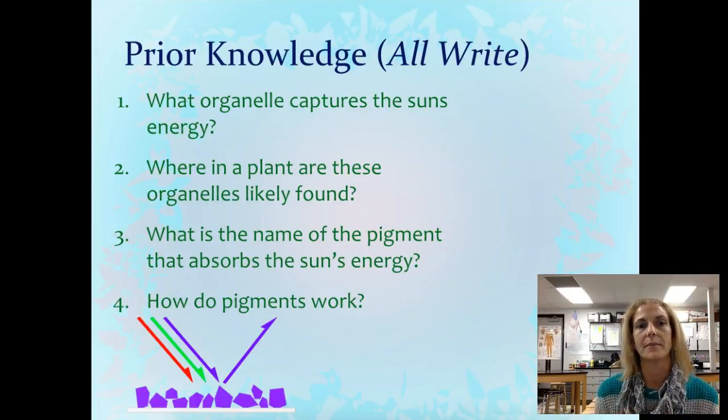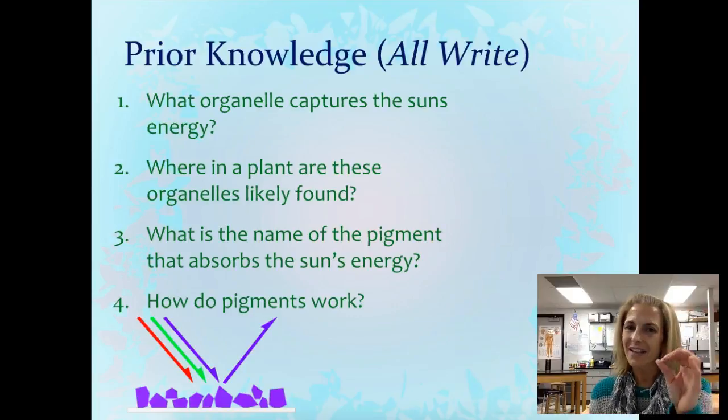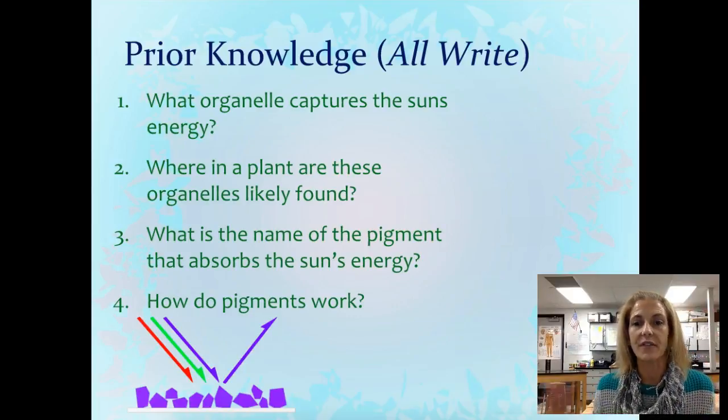That's a test question. Where in the plant are these organelles likely found? Not in the cell itself, but in the whole plant. Where do you find chloroplasts? Chloroplasts are associated with green colors, so where's the green colors in plants? Mostly in the leaves. So where do you think photosynthesis is occurring? Mostly in the leaves. What is the name of the pigment that absorbs the sun's energy? Hopefully you know this is chlorophyll.